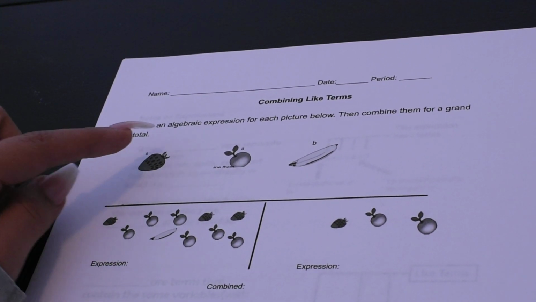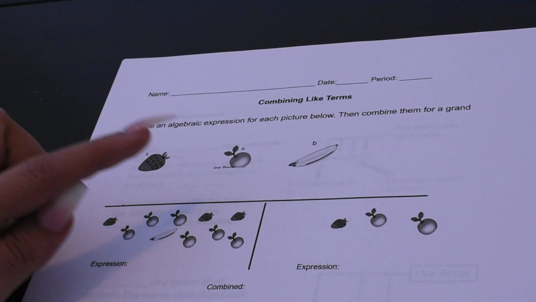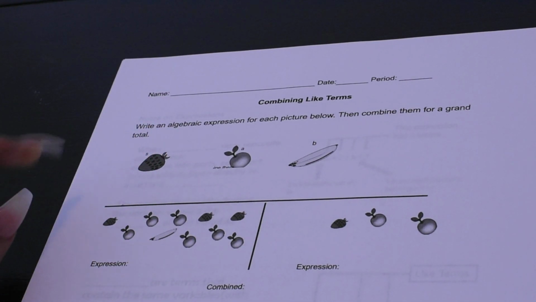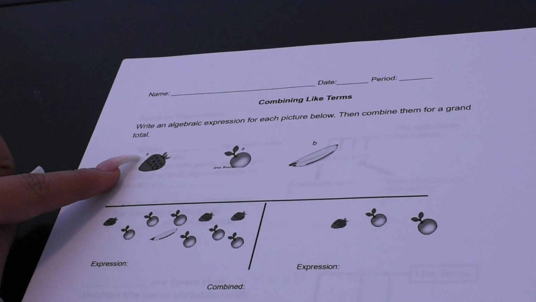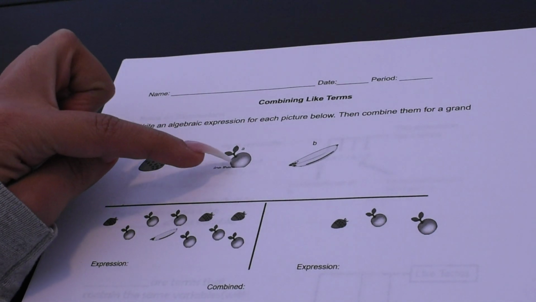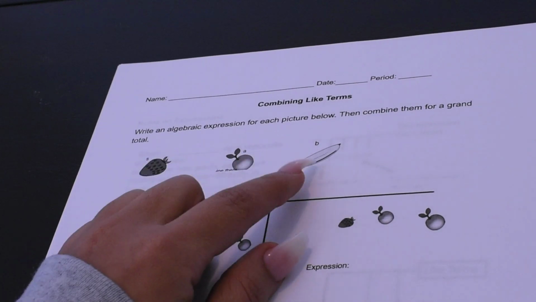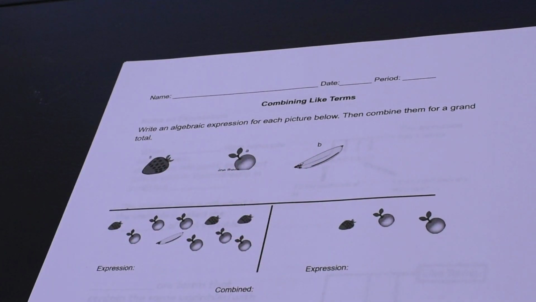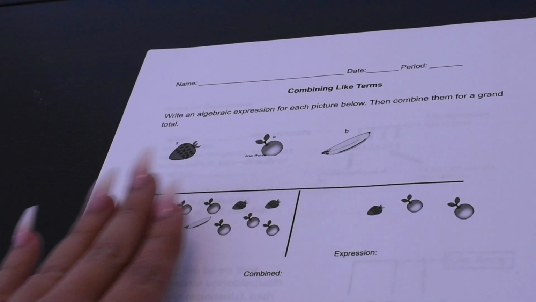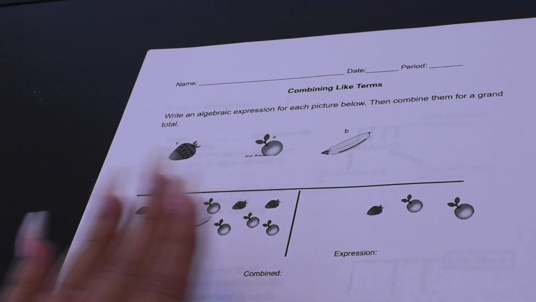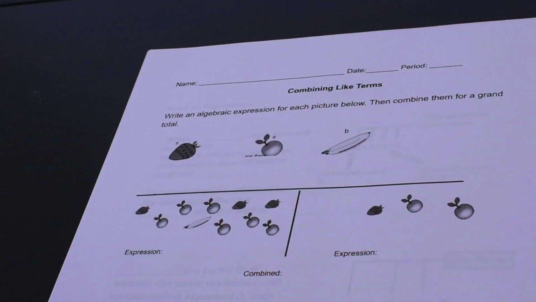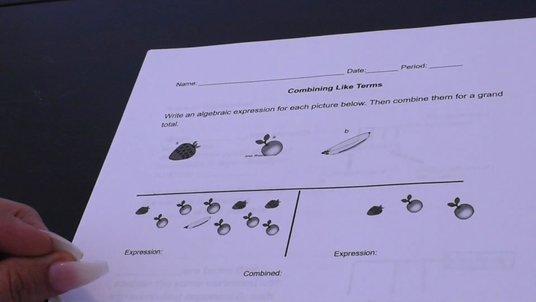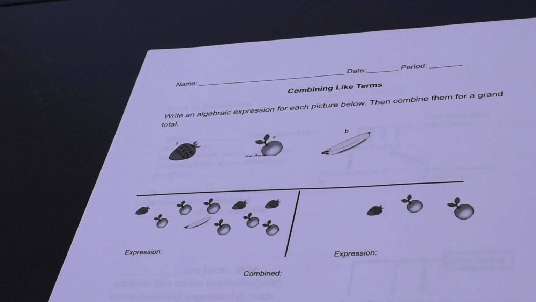It says to write an algebraic expression for each picture below, then combine them for a grand total. For strawberries, we're using the variable s. For apples, we're using the variable a, and for bananas, we're using the variable b, right? And then we have a slide over here with a bunch of fruit, a slide over here with a bunch of fruit, and we have to write expressions for both these sides, then combine them for a grand total. So if we look at strawberries, right?